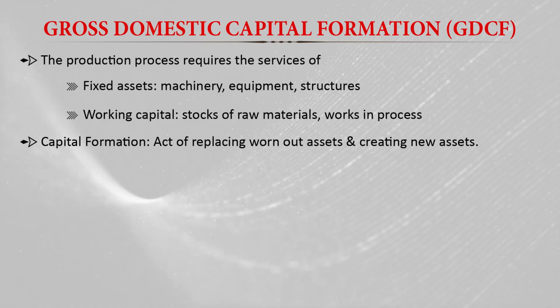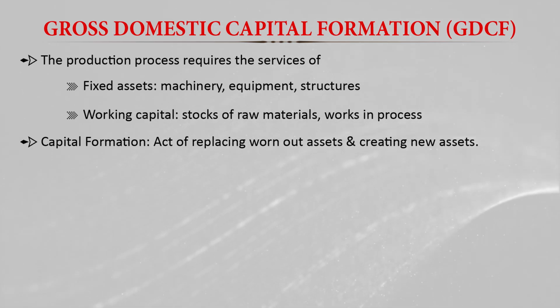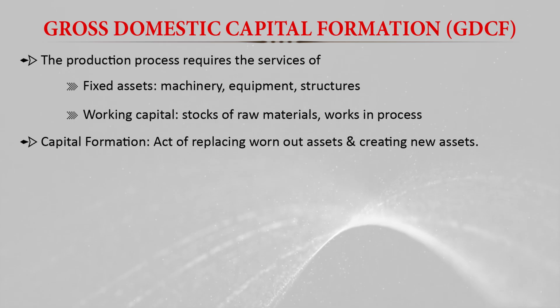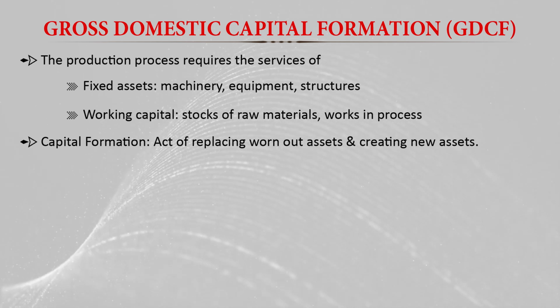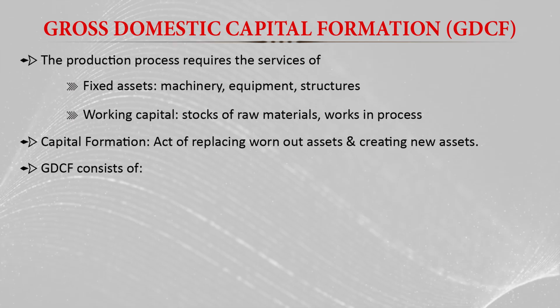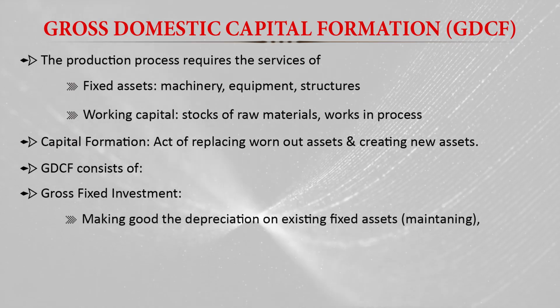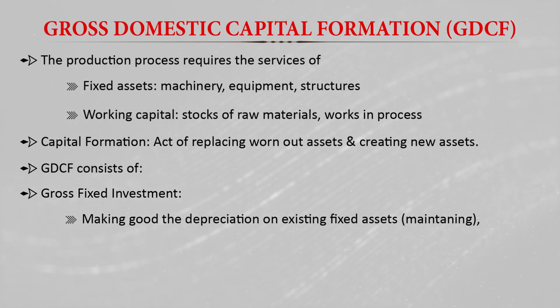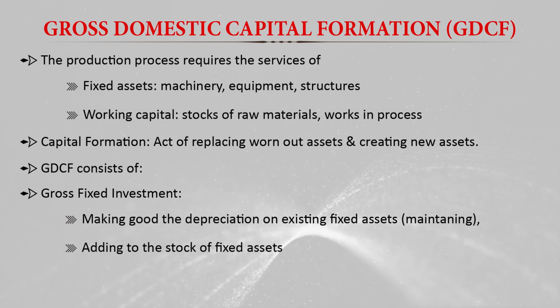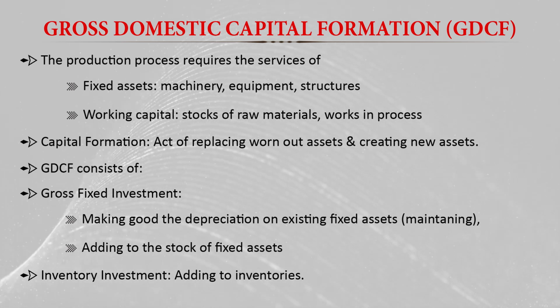And capital formation is basically an act of replacing the worn out assets or creating new assets. So if you are using some machine and that is damaged, we will replace that. And if we purchase a new machine, or we create new buildings, that becomes a new asset. So basically the gross domestic capital formation consists of two parts. One is the gross domestic investment, that is making good the depreciation on existing fixed assets. So basically the maintenance of the existing fixed assets, and then also adding to the stock of the fixed assets, purchasing new assets, so creating new assets. And then we have the inventory assets, meaning we are adding to the inventories.